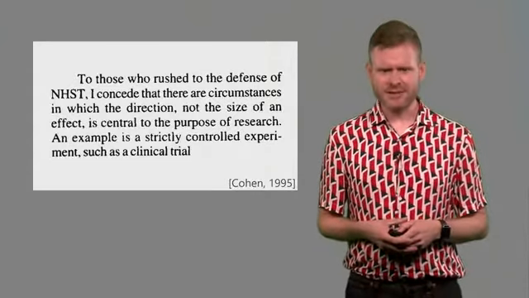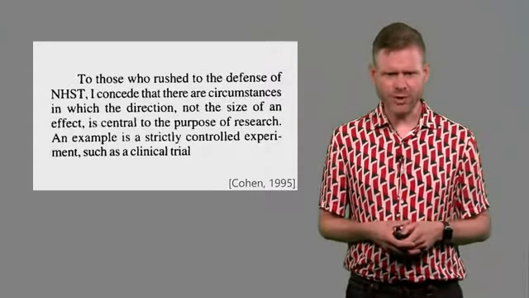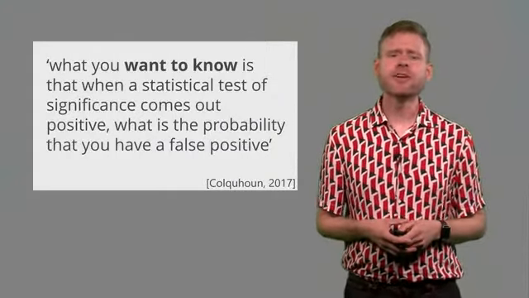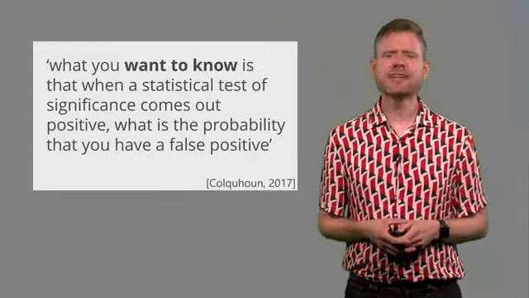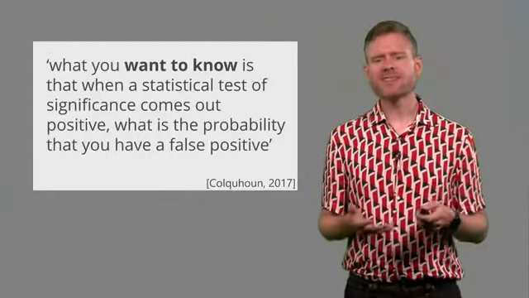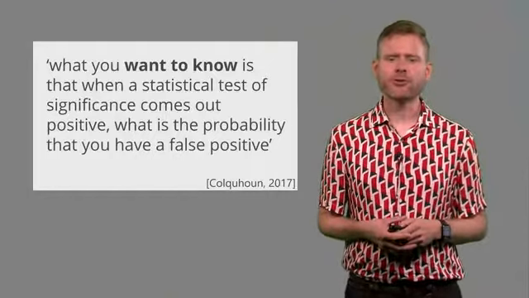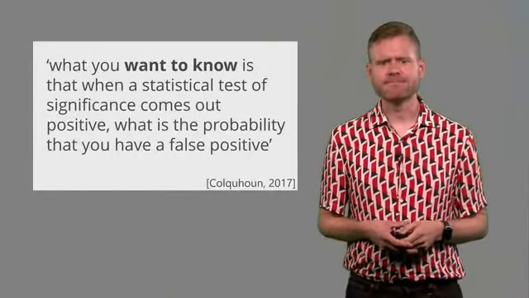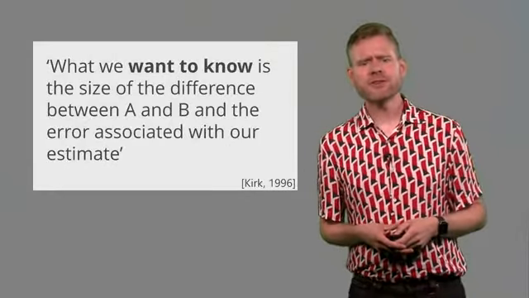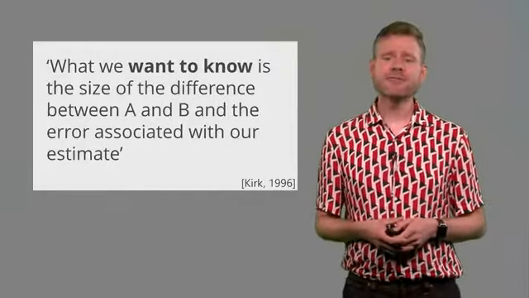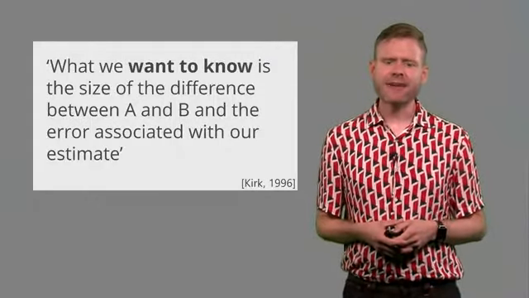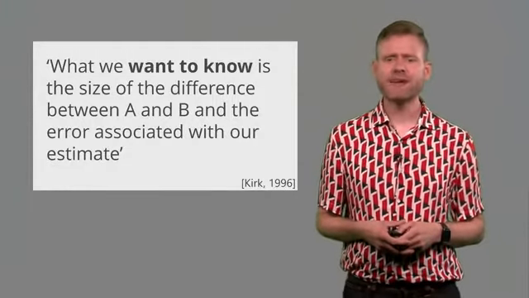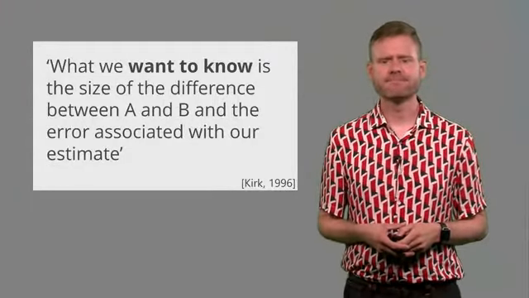Let's take a look at some other examples of statisticians telling us what we want to know. Here's Cole Calhoun saying, "What you want to know is that when a statistical test of significance comes out positive, what is the probability that you have a false positive?" So this is known as a false positive report probability. Another statement by Kirk says, what we want to know is the size of the difference between A and B and the error associated with our estimate. So he's calling for an interpretation of effect sizes and confidence intervals.